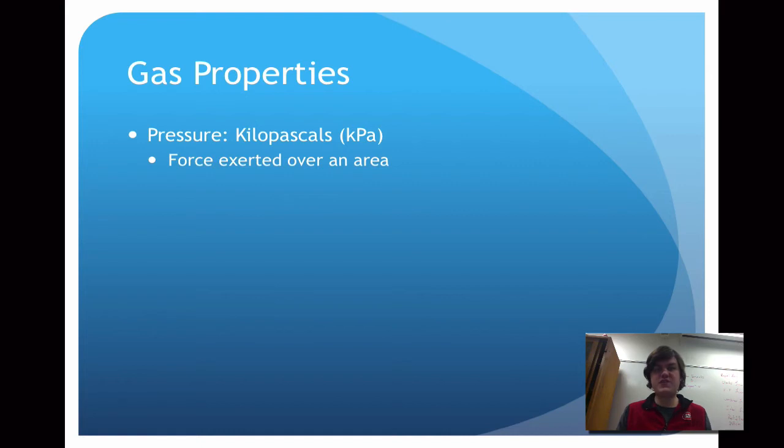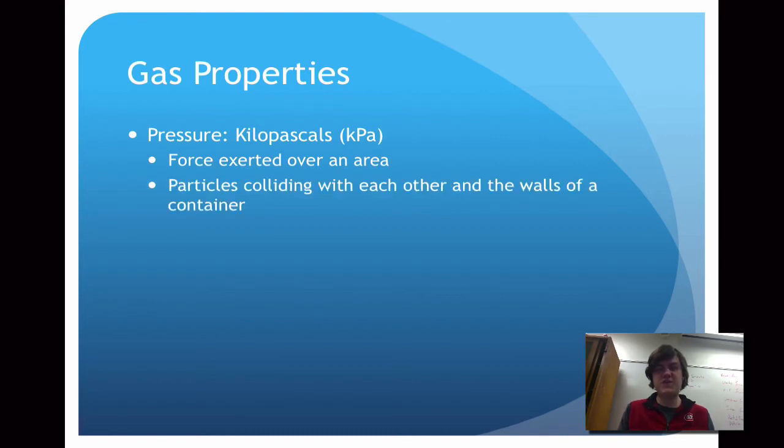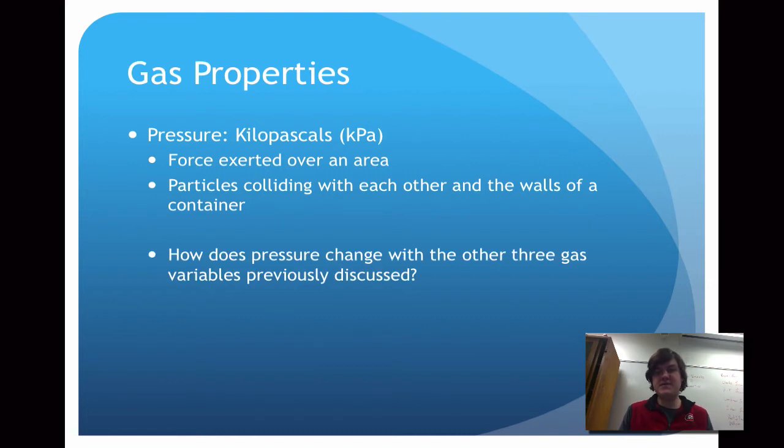Pressure is a force exerted over a unit area. And with a gas, that pressure is created by gas particles colliding with the walls of a container and with each other. So it's actually the individual gas particles colliding with the walls of a container that create this force over an area. To give a little context for talking about each of these variables, we're going to use kinetic theory to discuss how pressure changes when the other three variables we're about to talk about change or are affected.